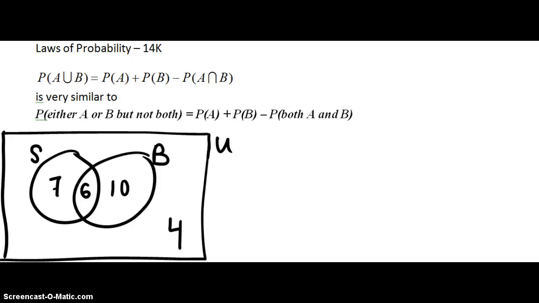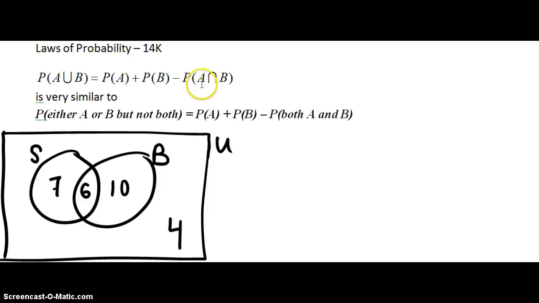Alrighty, so we are tackling the laws of probability, section 14K in the IB Math Studies book, if you're following along. You see this crazy, ugly looking thing here. It's actually much simpler than it looks. The laws of probability: we're talking about the probability that event A union B, that means the probability of either of these things happening, is equal to the probability of A plus the probability of B minus the probability of their intersection.